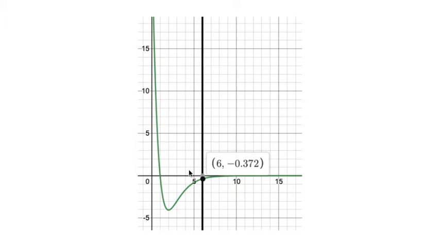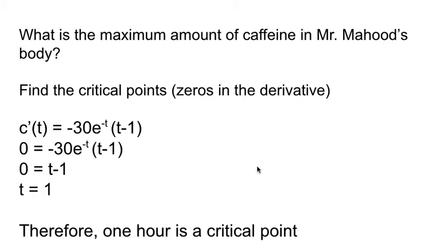And this is just like proving it. At 6 hours, the rate of decay is negative 0.372 milligrams per hour. Okay, so now finding out what the maximum amount of caffeine in Mr. Mahmoud's body is. To find the maximum amount, we need to look at the critical points.